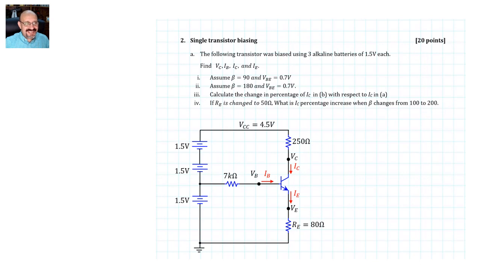So they will not be identical. The first question, single transistor biasing. We have a transistor biased with 3 voltage sources, okay? So it's 3 batteries in this case, right?